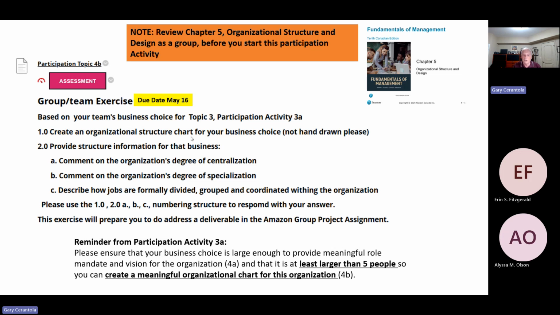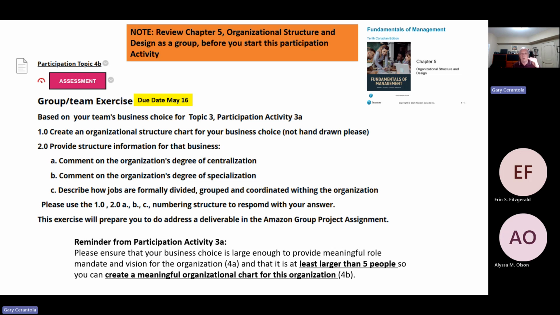I'm going to give you some examples on how to do that, and then provide structure information about, comment on the organization's degree of centralization and specialization. And again, I'm going to define these terms in this presentation as well, so you'll know what you need to do. And then describe how jobs are formally divided, grouped, coordinated for that organization. And please use a numbering system so I can just see it laid out.